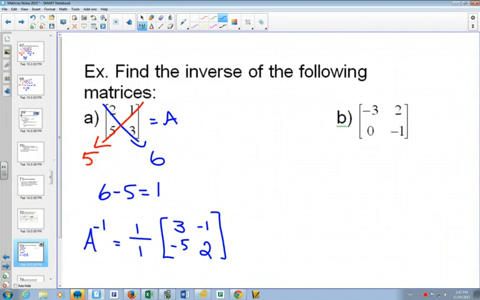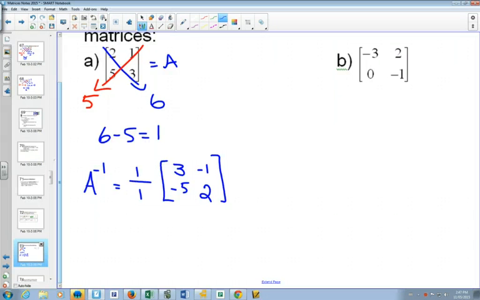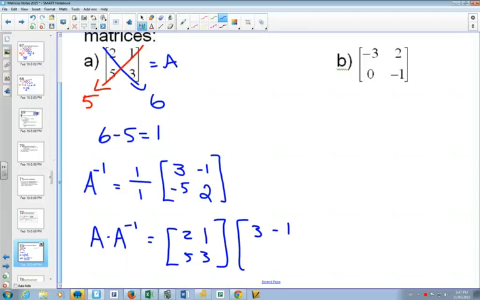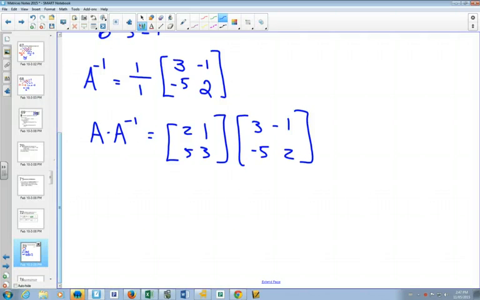Just to do a quick check to make sure that that is our inverse, watch what happens when I do A times A inverse. Well, that would be 2, 1, 5, 3 times 3, -1, -5, 2. And you might start to see why some of them are negative and some of them are switched. Okay? When I'm looking for my answer, when I'm looking for the first spot, which is row 1, column 1, remember, I take row 1. I multiply it by column 1. 2 times 3 is 6, 1 times -5 is -5, and I get 1.